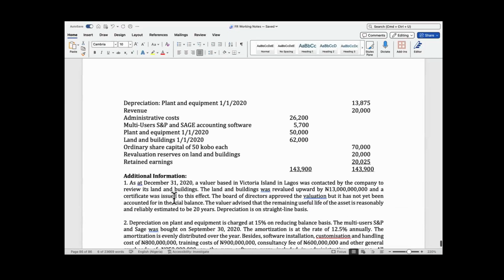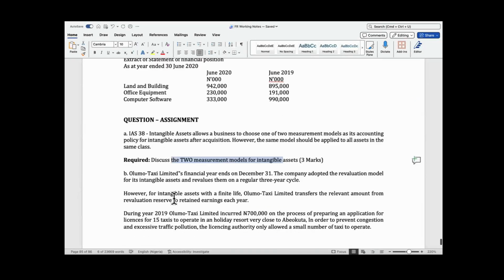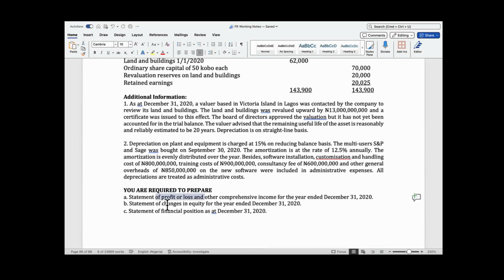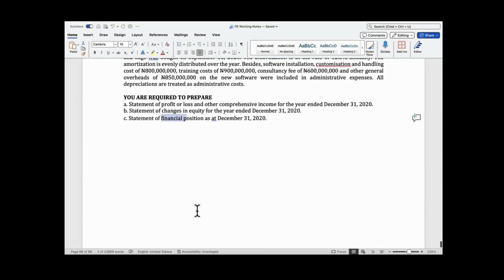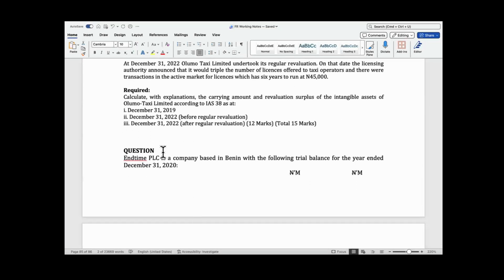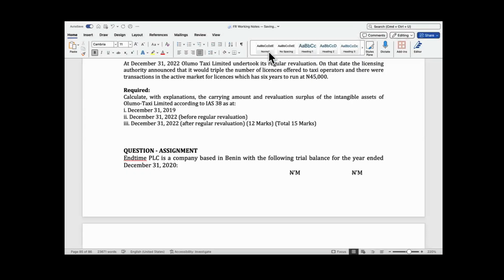And this one too. So this one is similar to this one I just solved up here. It's very similar to it. So this one wants you to prepare statement of profit or loss, statement of changes in equity, statement of financial position. These are exam standard question. And I'm also going to send you one more assignment, making three for you to practice on your own.